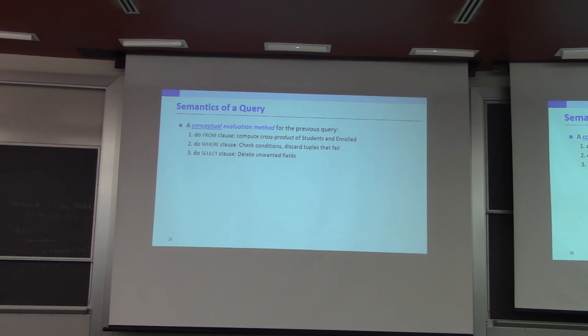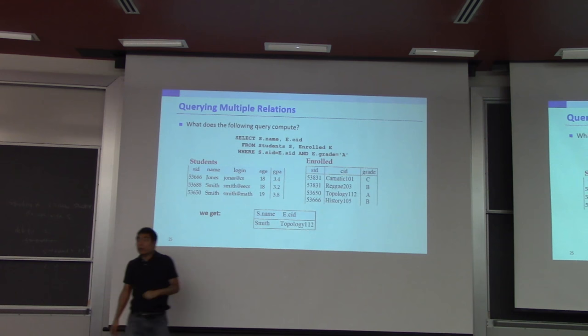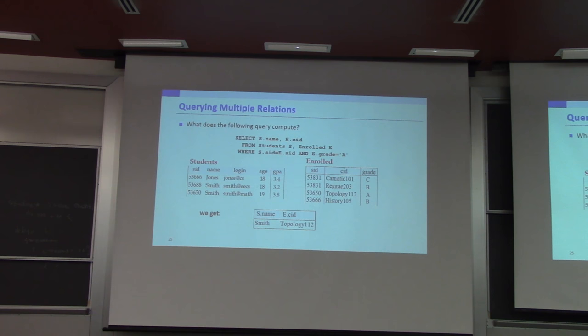Given these two input instances, how do I evaluate the query on top? Well, the naive solution is to use exactly what I have just said. The first step is you do the cross product. What happens in the cross product? When you have 3 records here and 4 records over there, you have 12 records in total. Every student record is paired with every enrolled record, and you do this for every single student record. So that gives you these 12 records in total, that's your cross product.